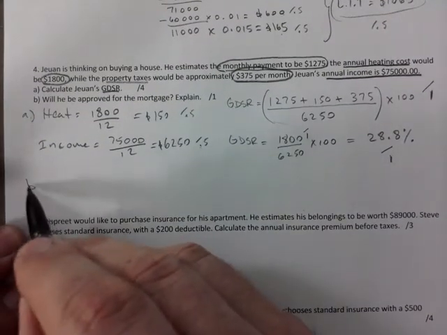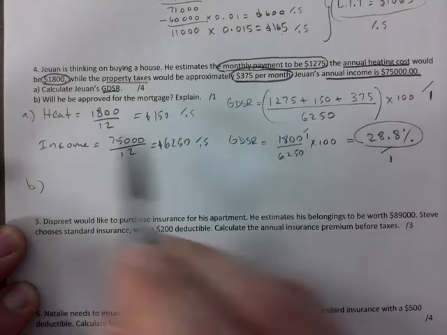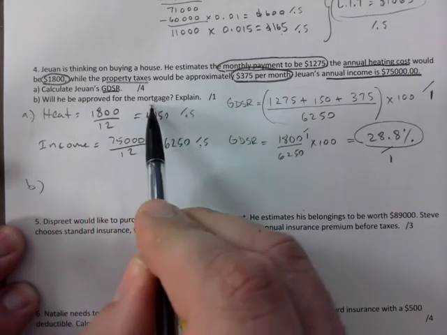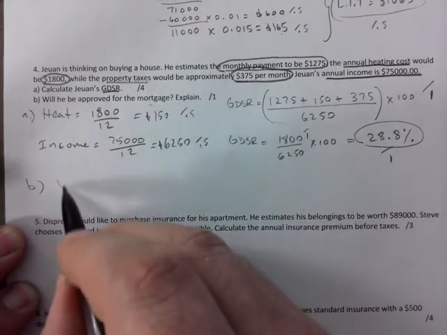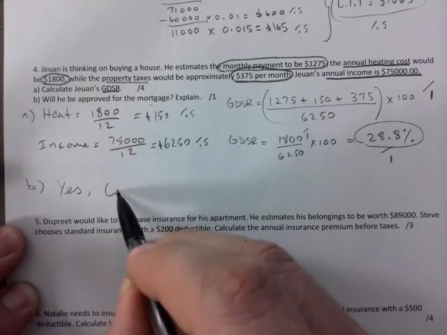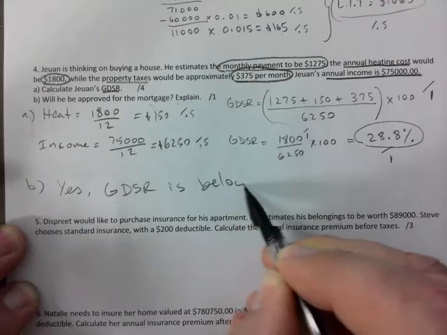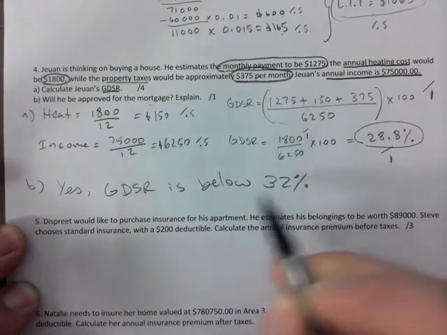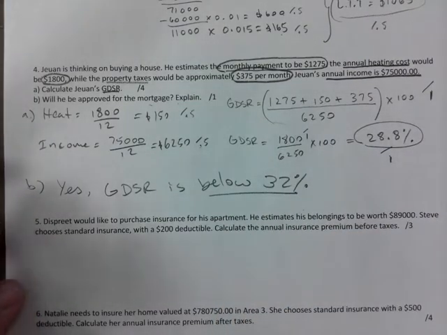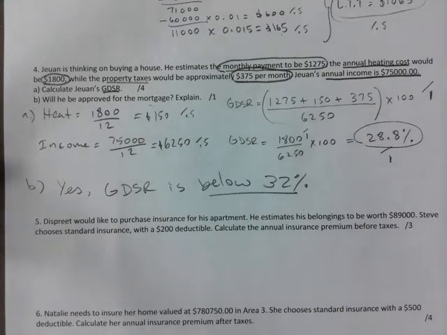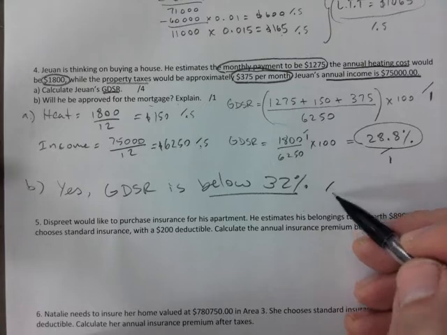B, now based on this answer here, will he be approved for the mortgage? Explain. The answer is yes. GDSR is below 32%. It needs to make reference to the 32%. You can't just say yes or no, or just say GDSR is low or GDSR is high. That doesn't work. It has to be making reference to the 32% if you want that mark. Okay?